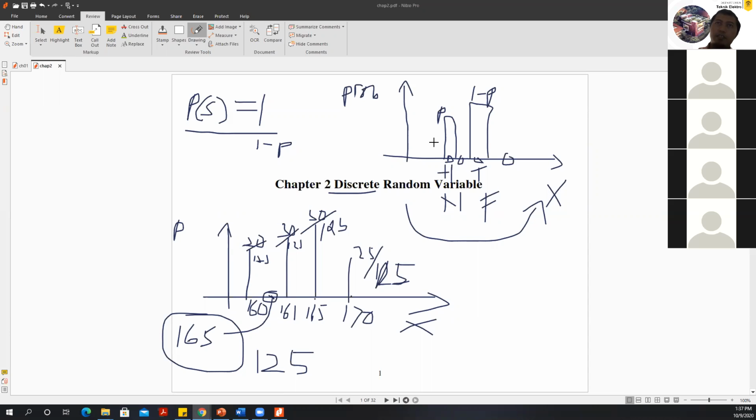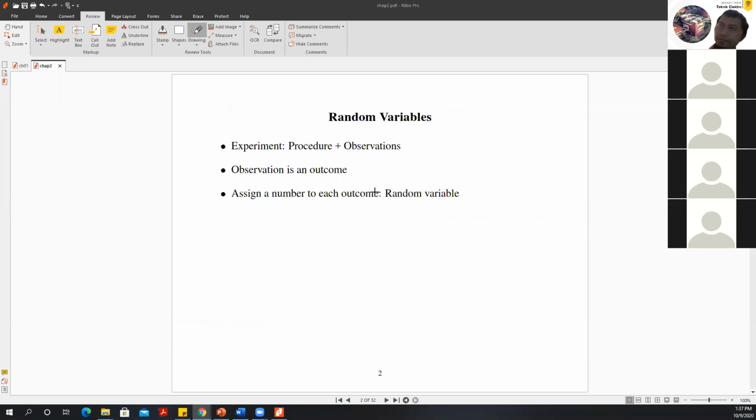No question? Let's move forward. You can see here, the experiment consists of procedure and observations. Procedure is a certain step to conduct the experiment. For example, you are measuring the temperature of today, maybe at 12, and you repeat again every day, and you should make the same steps in conducting the experiment.